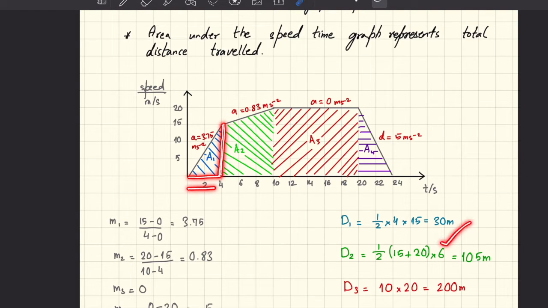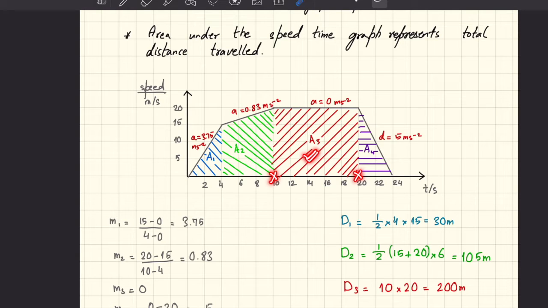Once I calculate this area, I know that the object travels a distance of 30 meters in the first 4 seconds. Similarly, I can break different areas into different shapes. This A2 is a trapezium, so I apply the formula half sum of parallel sides into height. Once I get that area, that tells me the distance traveled from 4 seconds to 10 seconds. If I want to find the distance traveled from 10 seconds to 20 seconds, I'm going to calculate the area of this rectangle.